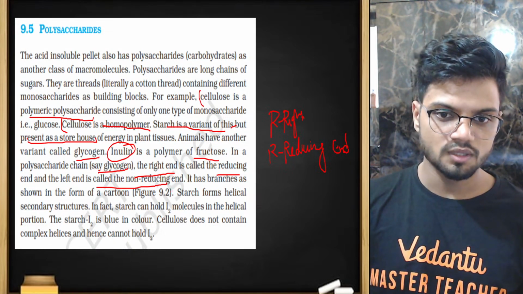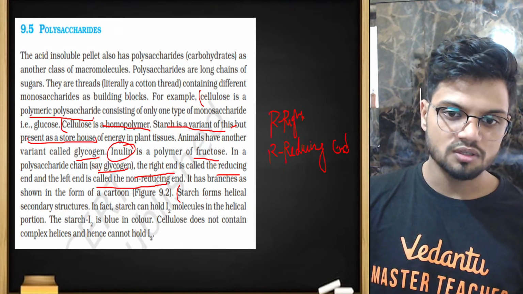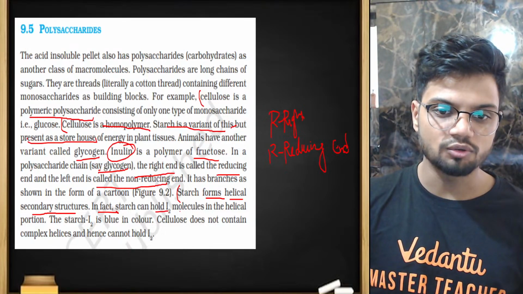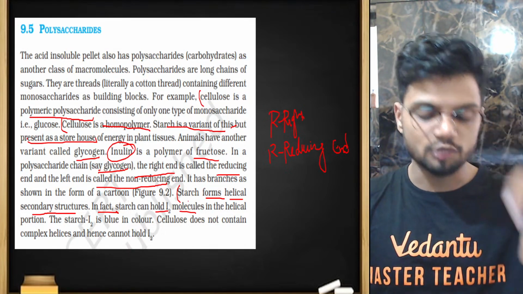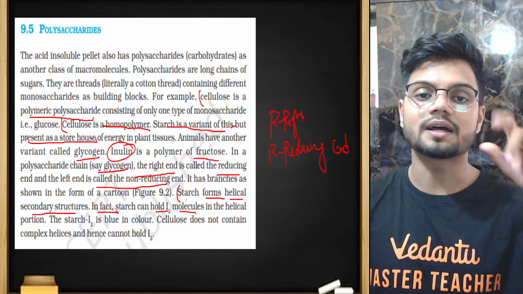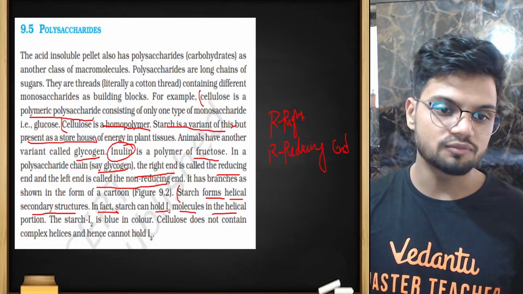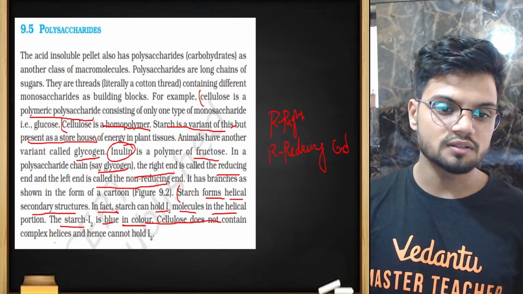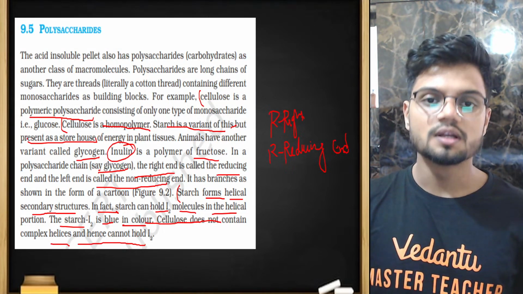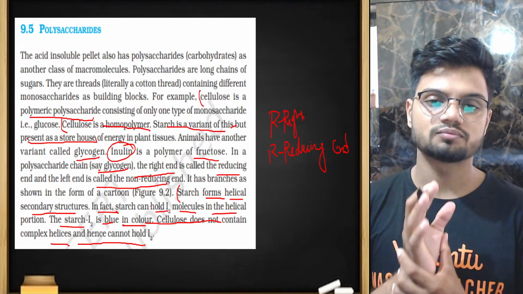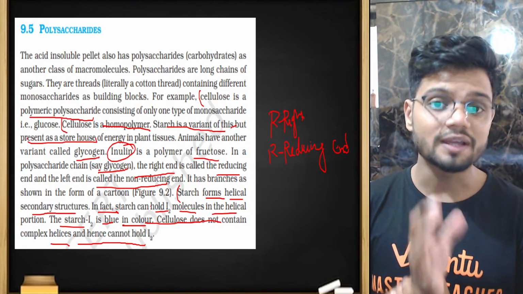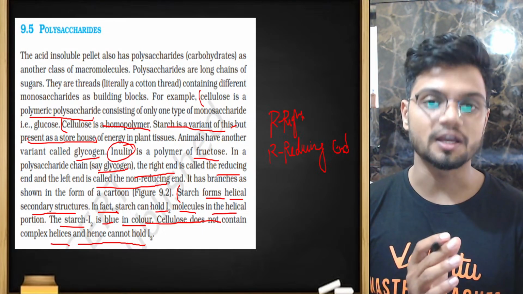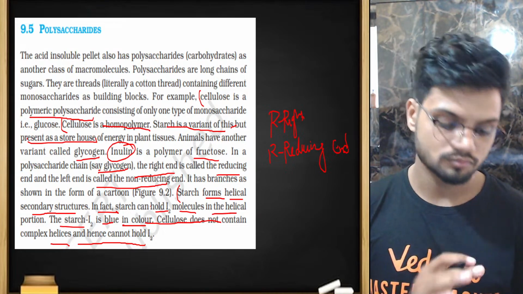Now, very important line again. Starch forms helical secondary structures. In fact, starch can hold I2 molecule. I told you, starch can hold I2 molecule. Why? Because it has the branching in the helical portion. The I2 is blue in color. Cellulose does not contain complex helices and hence cannot hold I2. That is, for cellulose, I have tied the hands. If I tie the hands of cellulose, will it be able to catch the pen? No. Will it catch the color? Will it catch the iodine? No, it will not catch the iodine also.